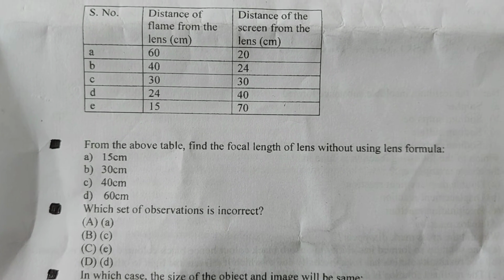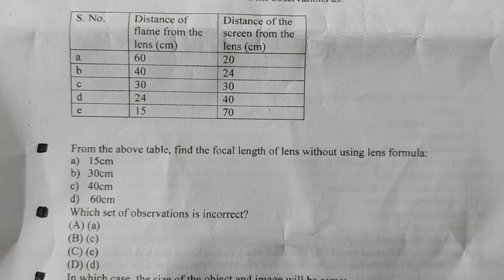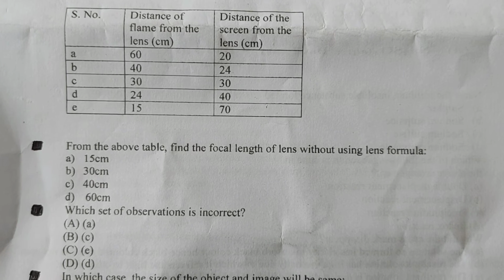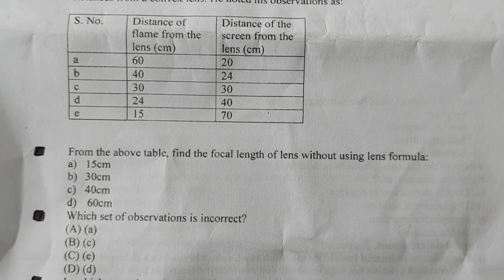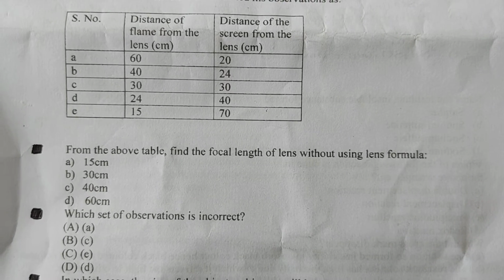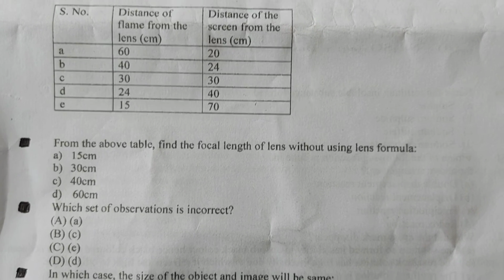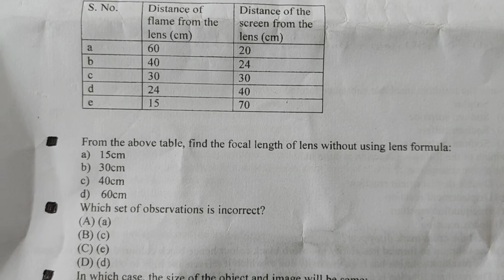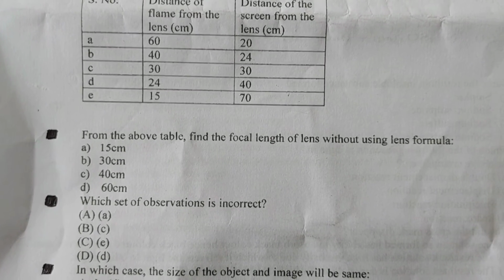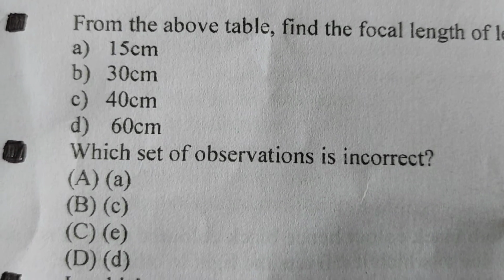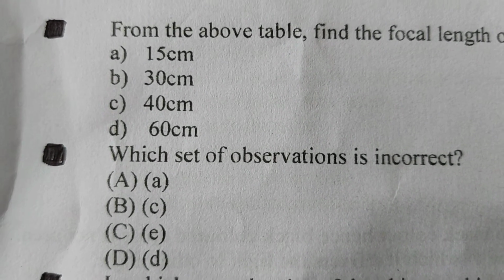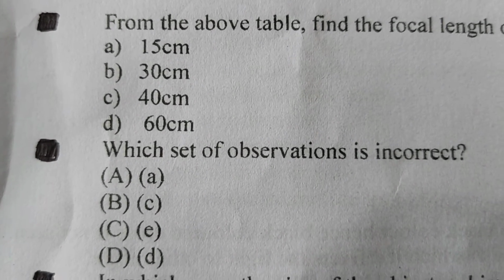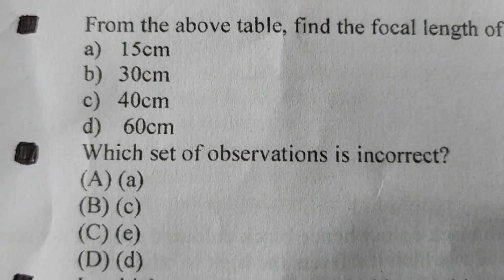Now let us look at the second question. Which set of observations is incorrect? Remember, which set of observations is incorrect? You have to choose the incorrect set of observations. There are 4 options given A, B, C, D, but be very careful here, as A option means A option is incorrect, B means C option is incorrect, C means E option is incorrect, and D means D option is incorrect.